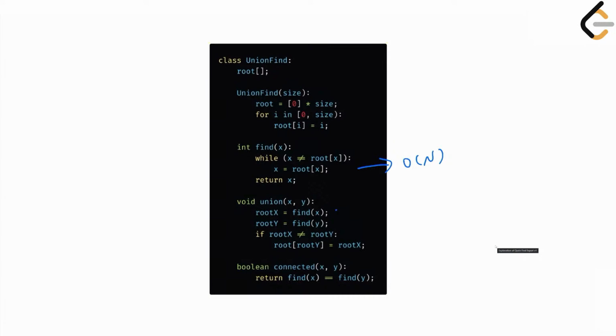Because we are using our find method here, which has the worst case time complexity of O of n. So for the union method, its worst case time complexity is also O of n. So here, for union operation, its time complexity is actually less than or equal to O of n. The operation to check whether to connect the two nodes will be O of n worst case as well, because it calls the find method.